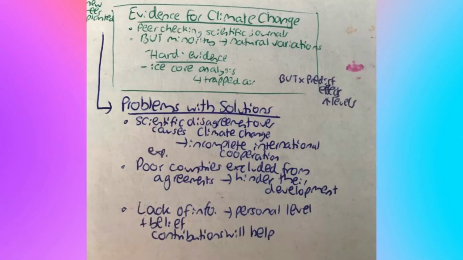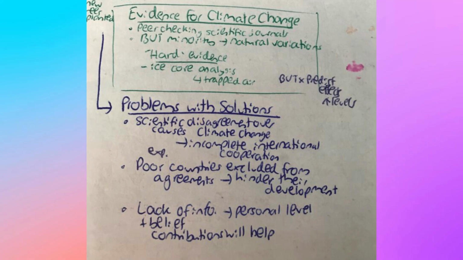However, we have 3 problems with these solutions. Number 1 is that there is a scientific disagreement over the causes of climate change, and this leads to incomplete international cooperation. We also have the idea that it's really expensive for poorer countries, and poorer countries are often excluded from agreements and forced into solutions that may hinder their development. And the last one is that there is a lack of information and belief on a personal level that our contributions will help. So what actually is our evidence for climate change?